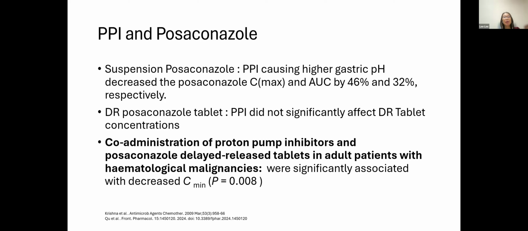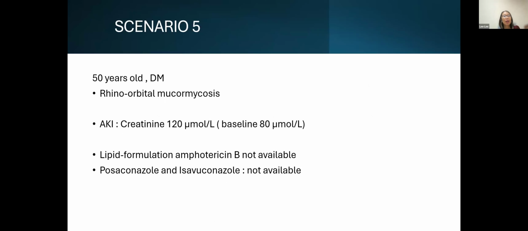In conclusion, in ill patients, whereby you suspect there will be reduced ability for GI absorption, or probably there is some problem with mucositis or diarrhea, in this group of patients it's still advisable to monitor the posaconazole concentration, even though you're using the tablet formulation of posaconazole.